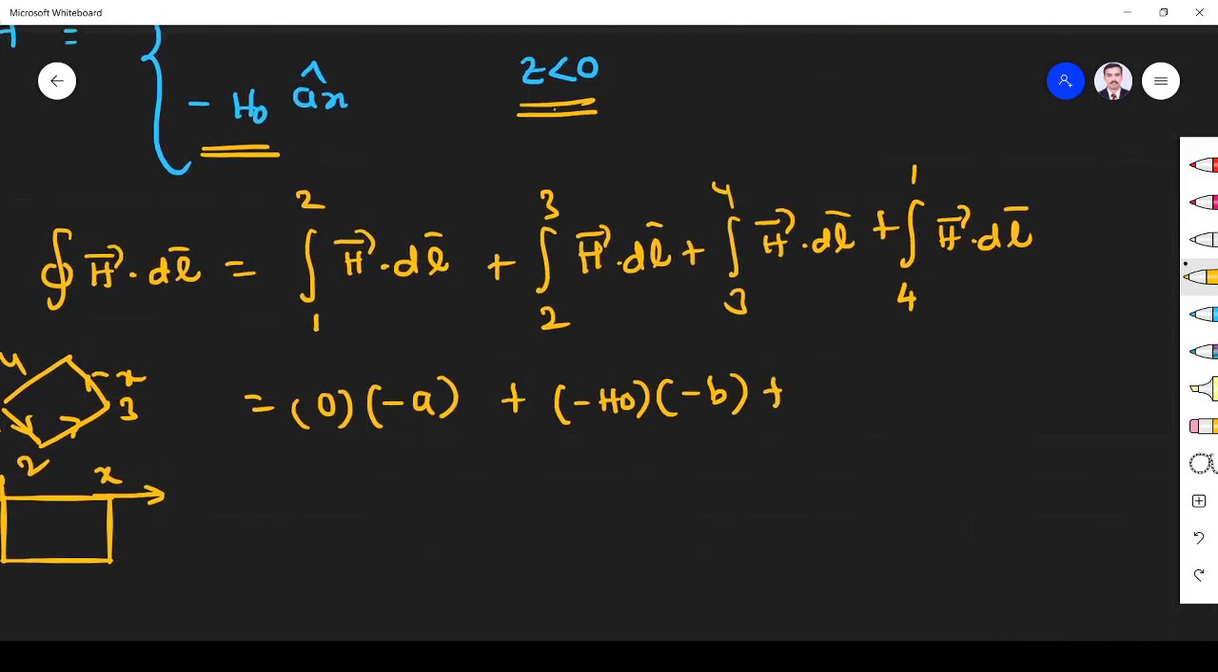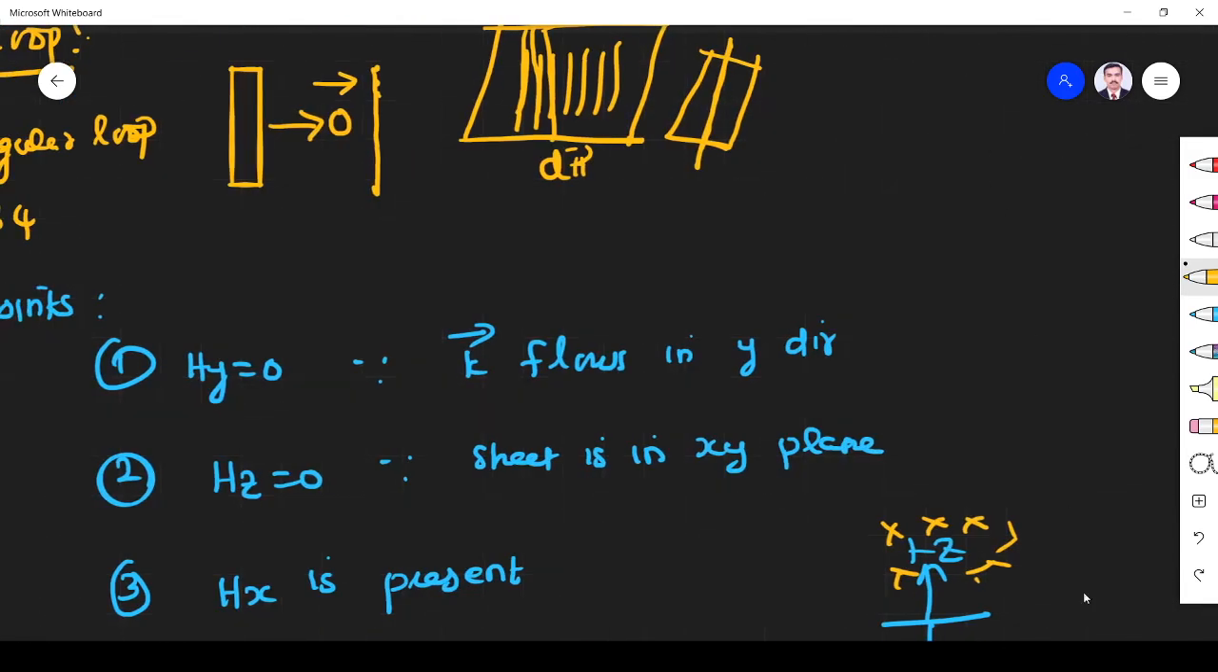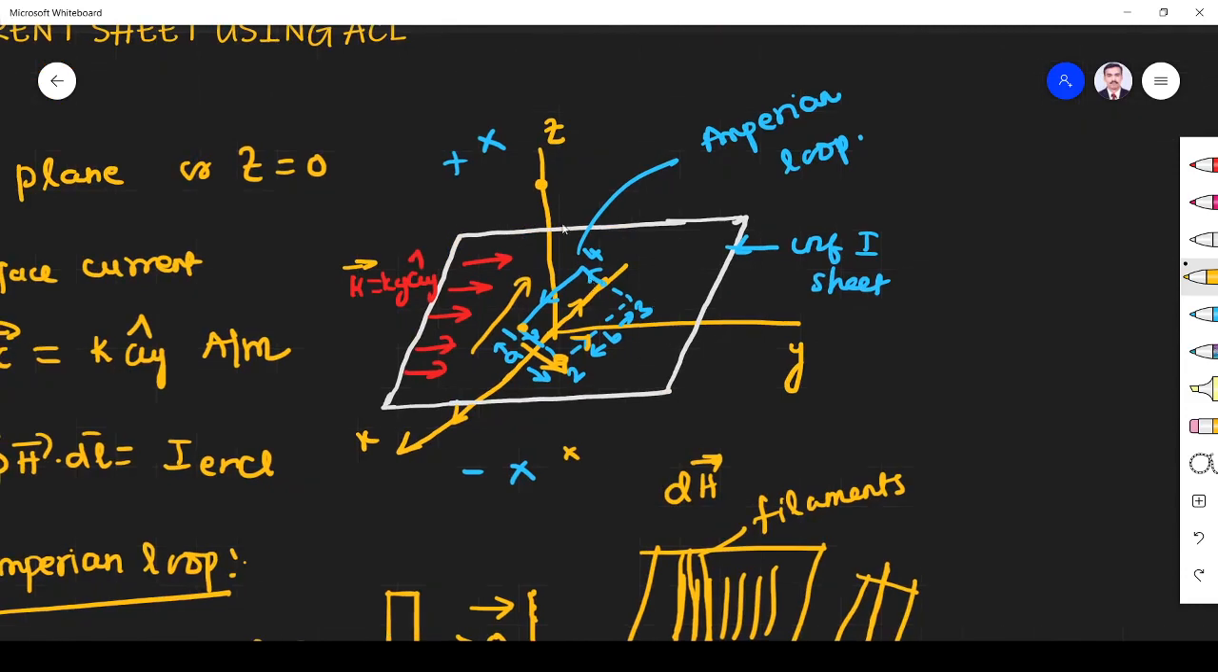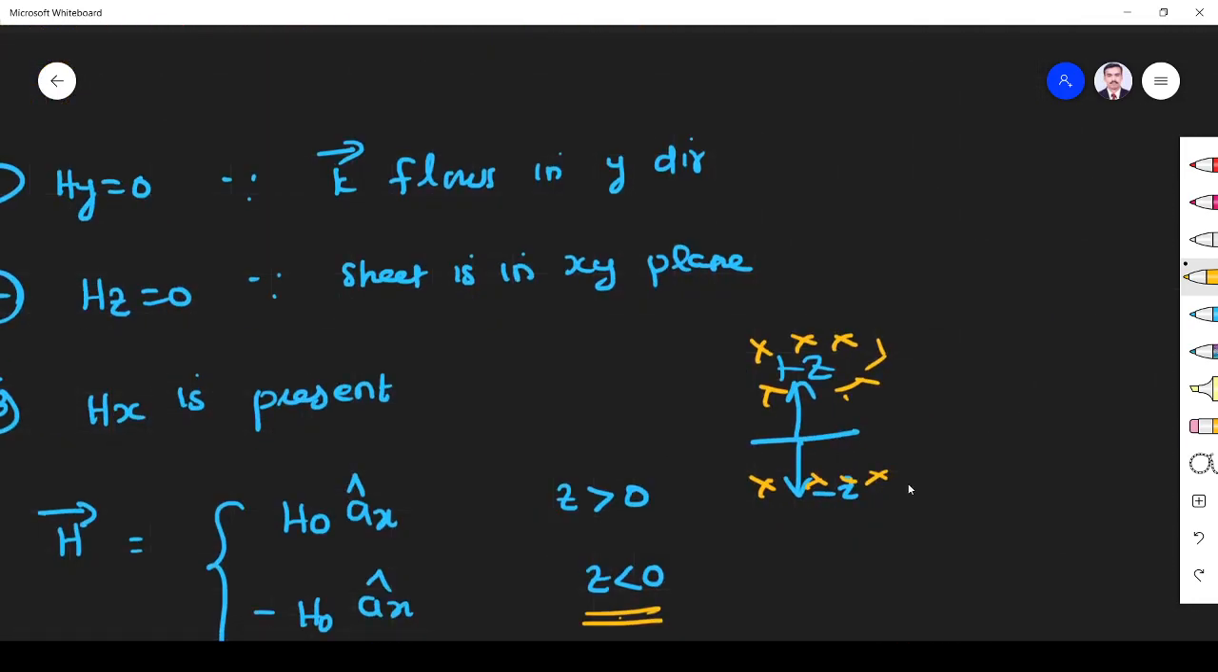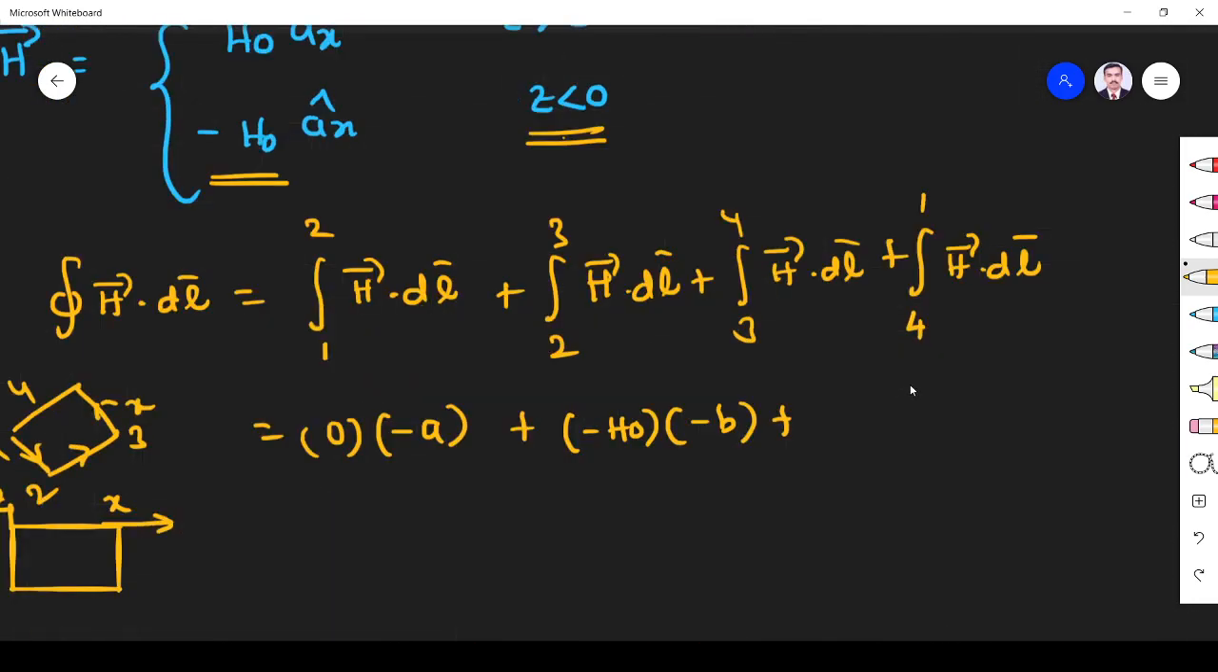From 3 to 4 again, the loop is parallel to the Z axis, so there is no Z component, so H is 0, but dl is in the positive direction, so positive a. This is a. So anyway it is 0 only, 0 into a.